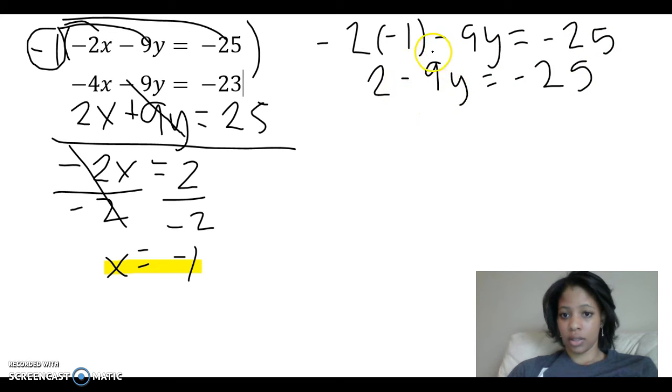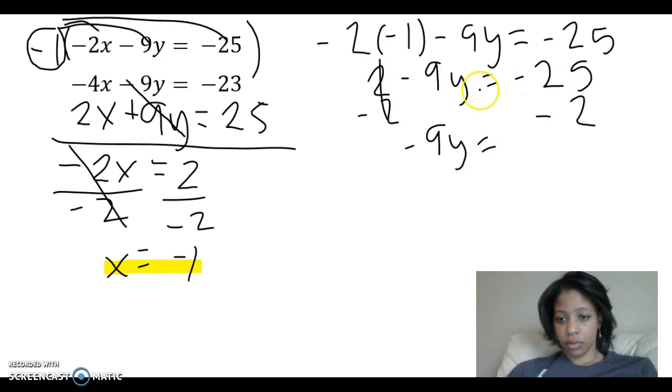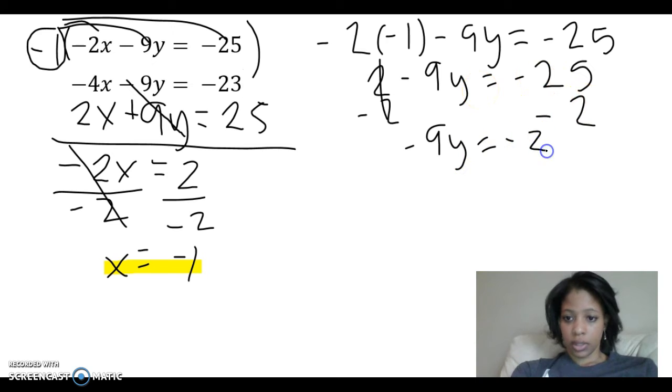Now again, you're solving for y. So you need to get rid of this 9 and this 2. So I'm going to subtract 2 from both sides. Cancels out. So I have -9y. Do not forget that this is a -9y. Okay? So -9y equals, what's -25 minus 2? Should be -27.